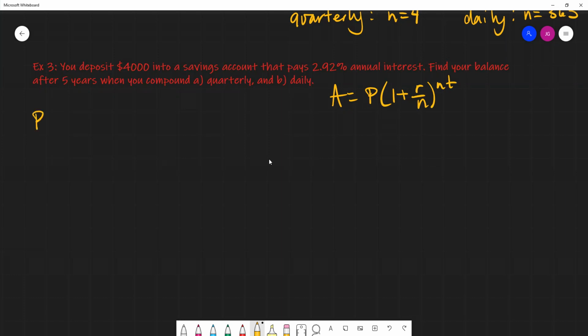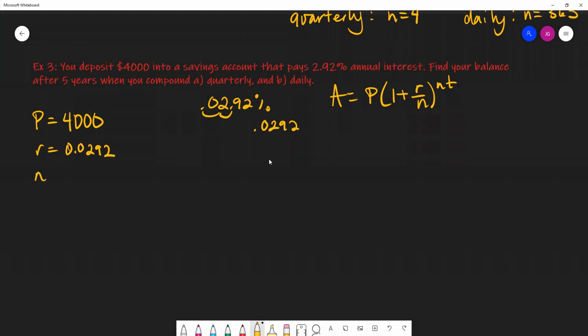So what's our P here? 4,000, that's how much we start with. Our R is 2.92%, which in decimal form, we move it twice over to the left, is 0.0292. Our N for part A, I didn't write down part A here, so let me write down an A, is going to be quarterly, so our N is 4. And then our T is 5.